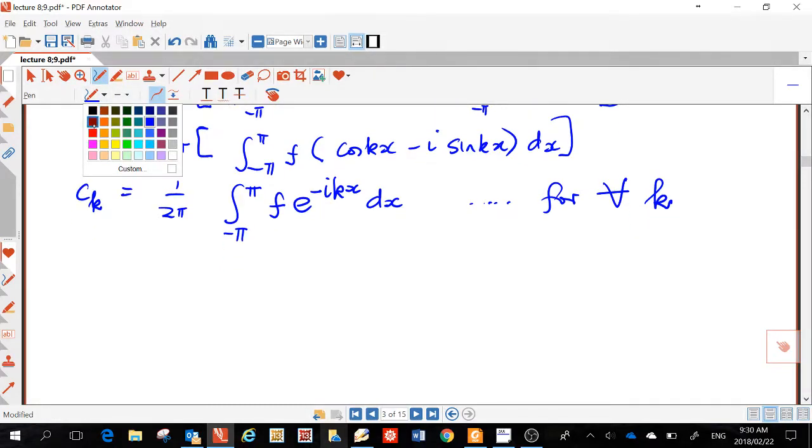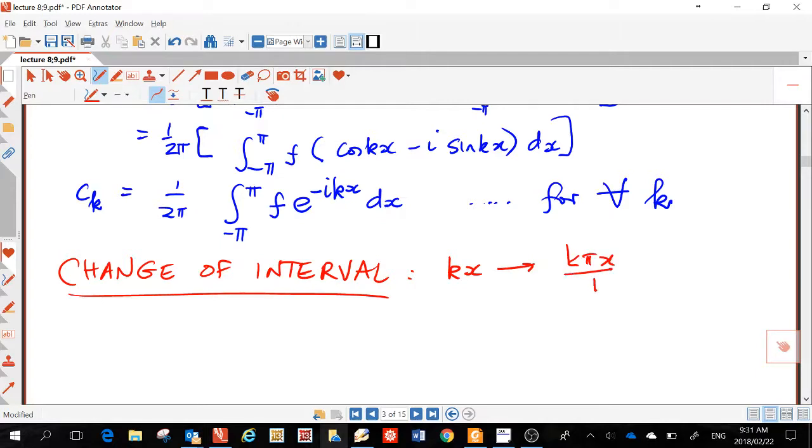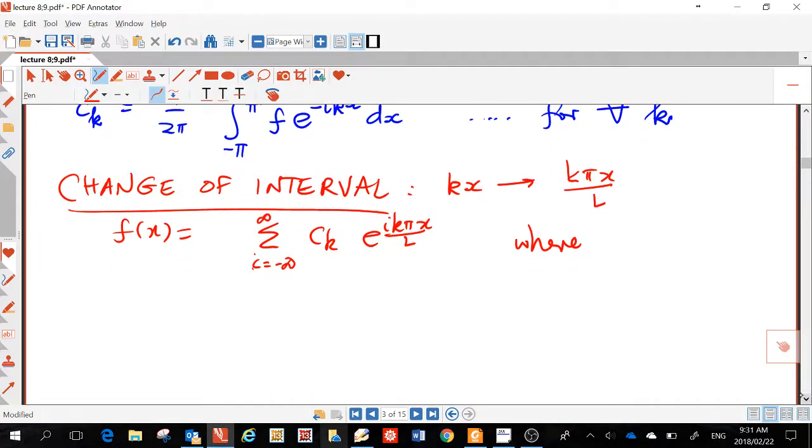Let me just write this down and I'll give you a short break. Change of interval. Then we will replace kx by k pi x over L. So we can get CK. f of x will be sigma CK e to the i k pi x over L, k equals negative infinity up to plus infinity, where the coefficient CK is 1 over 2L, from minus L to L, f of x e to the minus i k pi x over L dx. So the CK has e to the minus here, and in the original formula, you have e to the plus i k pi x over L.